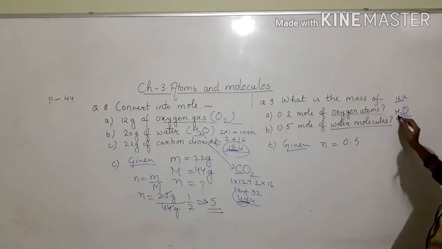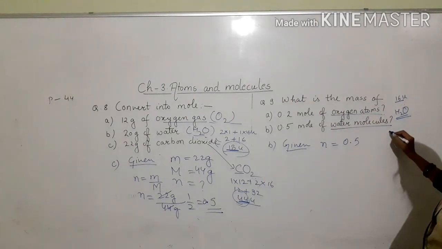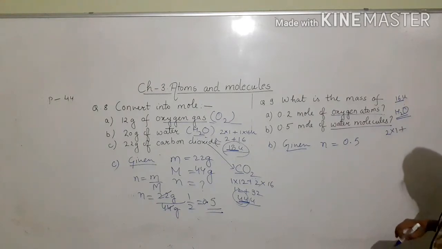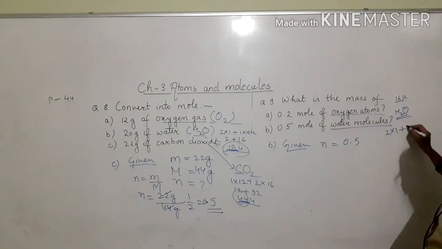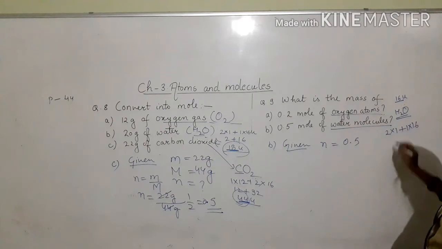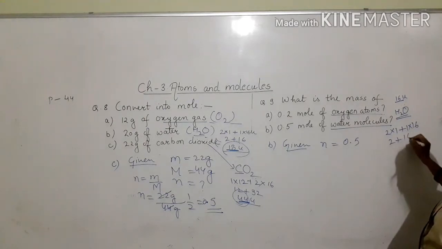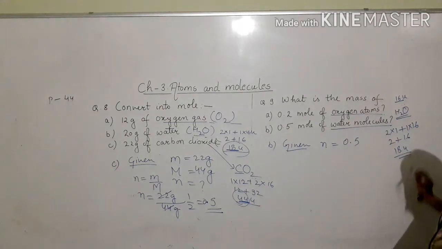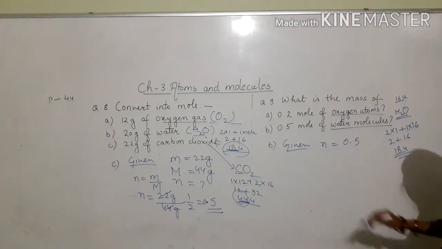It has 2 hydrogen atoms. One hydrogen atom has 1 U mass, then 2 hydrogen atoms will have 2 into 1 U mass, plus 1 oxygen atom having 16 U mass. 2 into 1 is 2, plus 1 into 16 is 16, 2 plus 16 is 18 U. So what is the molecular mass of water molecule? It is 18 U. So it has numerical value 18.